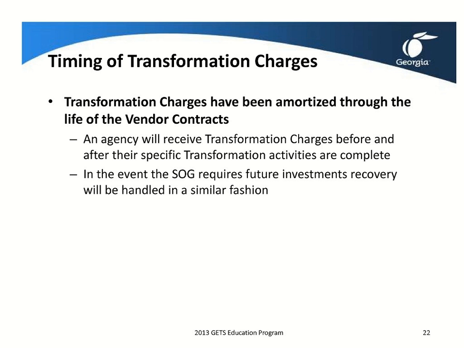So the timing of the transformation charges. Transformation charges have been amortized throughout the life of the vendor contracts. It's often that agencies ask, well, if my agency has been transformed, why are we still receiving transformation charges? So the transformation charges are tied back to the milestone-based amounts from the vendor contracts which GTA has amortized. Transformation charges are not specific to the transformation activity that takes place at an agency. They're an allocation. The transformation charges are milestone-based and vary year to year in the vendor contracts.